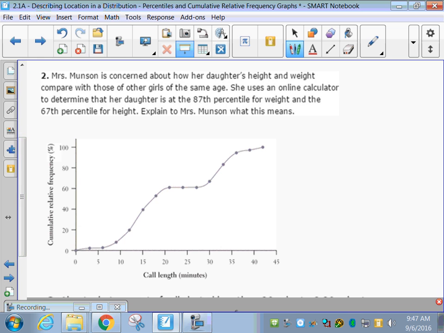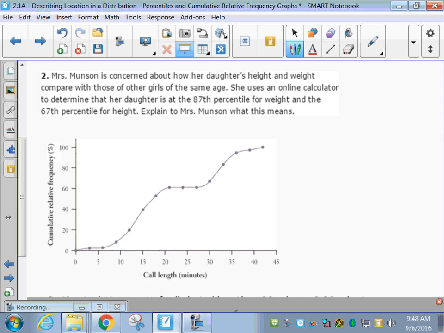Mrs. Munson is concerned about how her daughter's height and weight compare with those of other girls the same age. She uses an online calculator to determine that her daughter is at the 87th percentile for weight and the 67th percentile for height. I didn't write this problem. Explain to Mrs. Munson what this means.